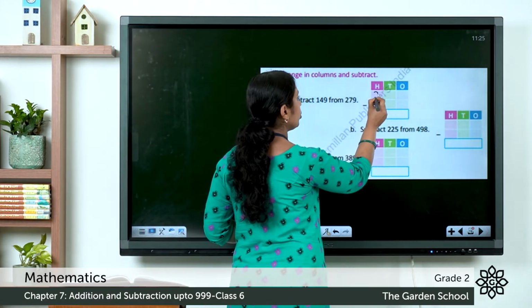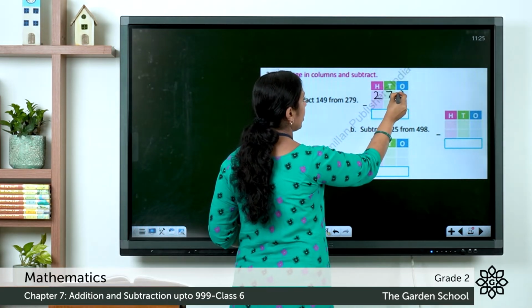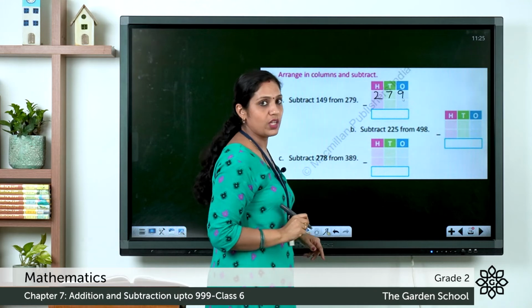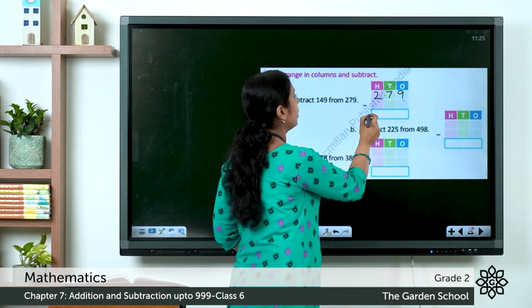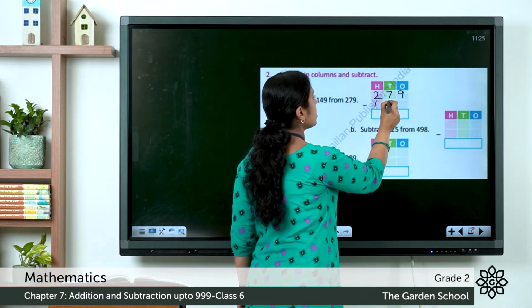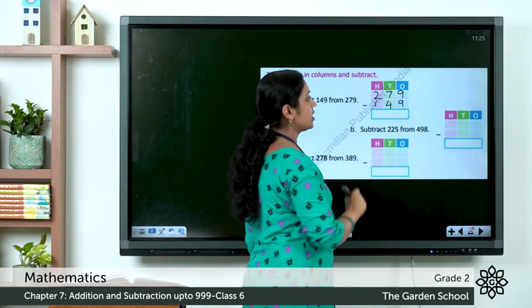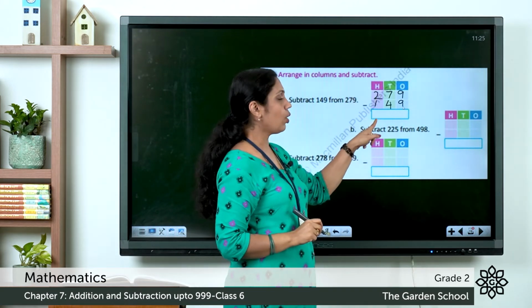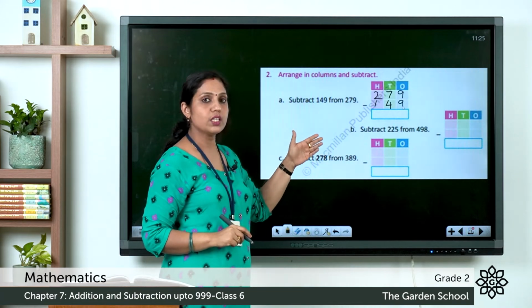So 2 in the hundreds place, 7 in the tens place and 9 in the ones place. And then we have the next number 149. 1 in the hundreds place, 4 in the tens place and 9 here in the ones place. So arrange this in the columns and then subtract. You have 3 questions here, so you can do this likewise.